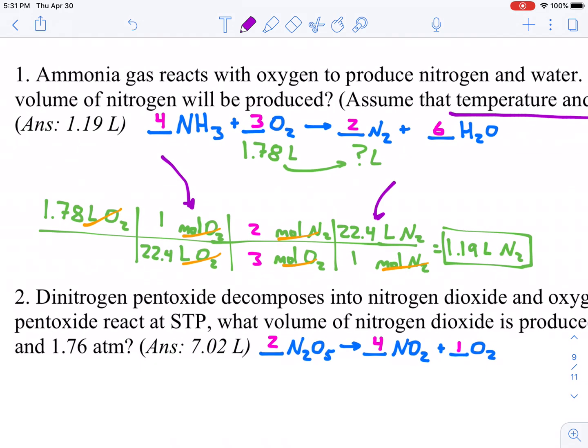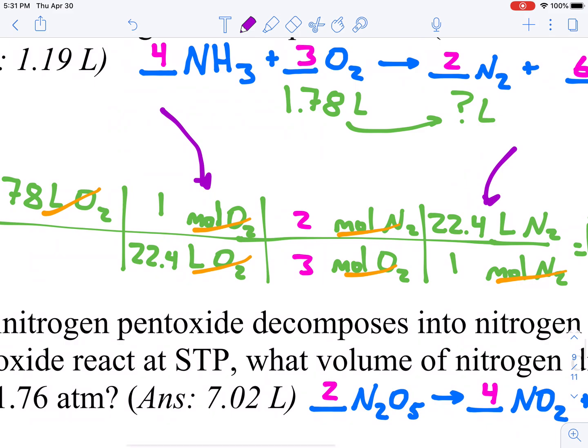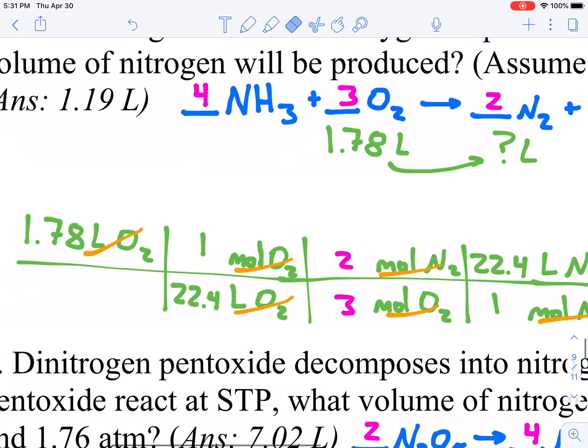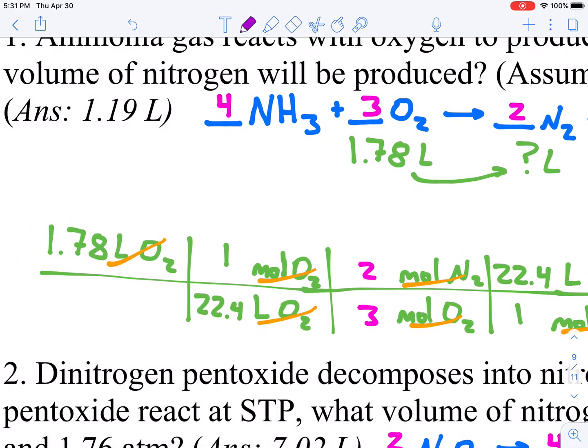So that means that the ratio between any gas, between its liters and its moles, and any other gas between its liters and its moles, is going to be the same. And so you can really just eliminate that part of the dimensional analysis if you have things taking place at constant temperature and pressure.